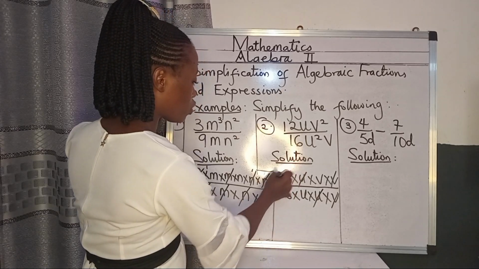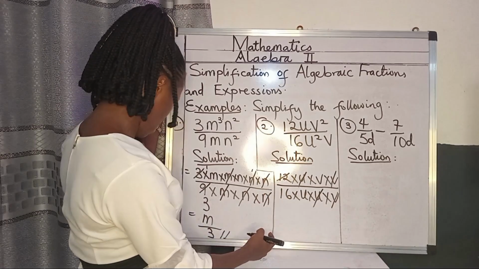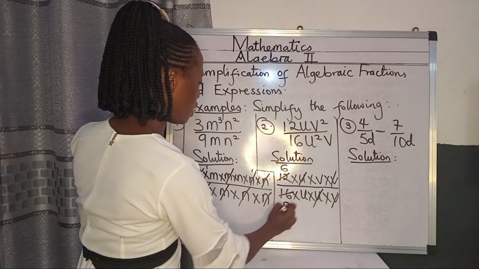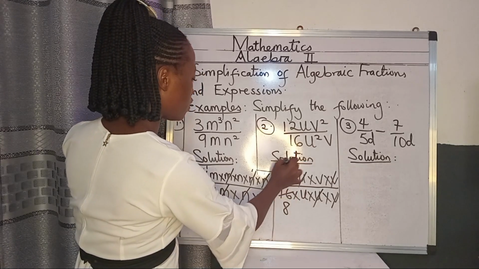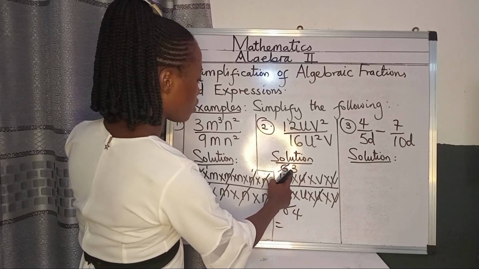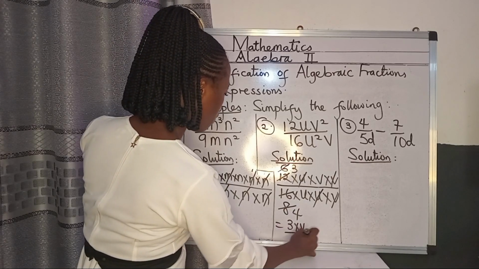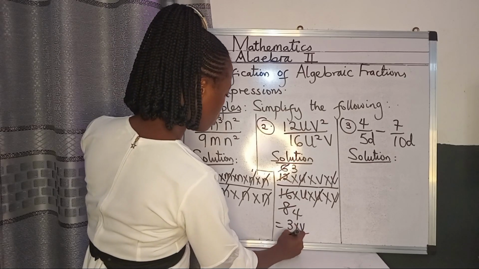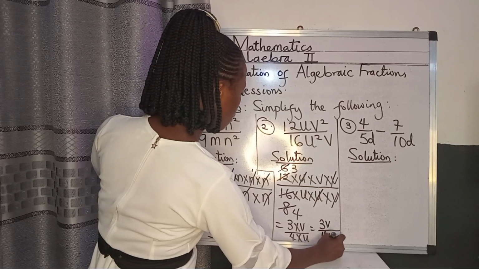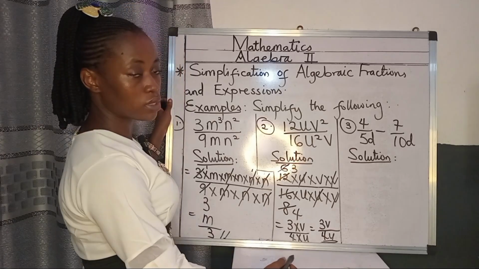Then 2 can divide 12 and 16. You look for a number that can divide 12 and 16. 2 divided into 12 is 6. 2 divided into 16 is 8. 2 can still divide. 2 into 6 is 3. 2 into 8 is 4. So the answer is going to be 3 times v over 4 times u. 3 times v is 3v. 4 times u is 4u. And that is our final answer. In this case, nothing can divide 3 and 4 again without remainder.